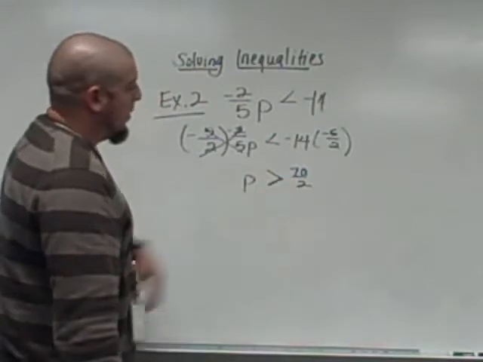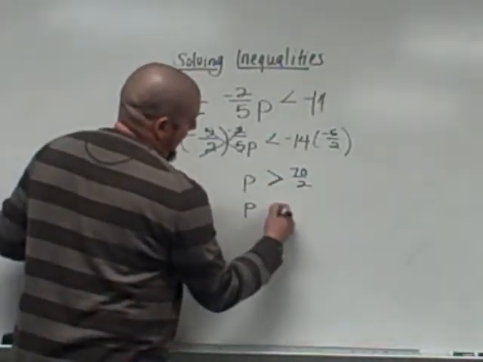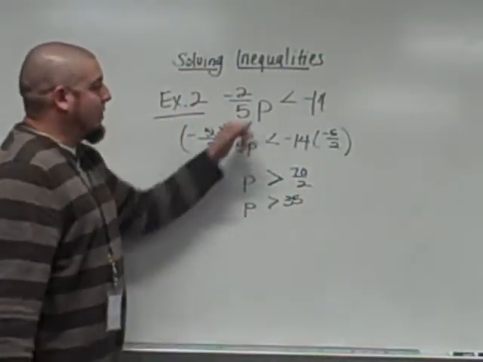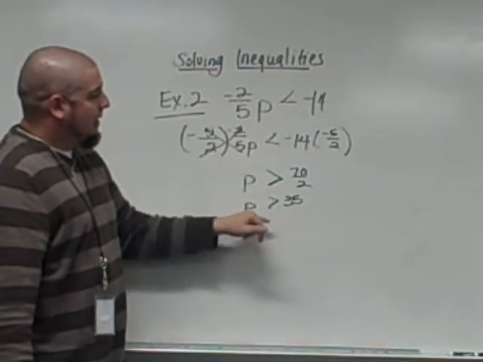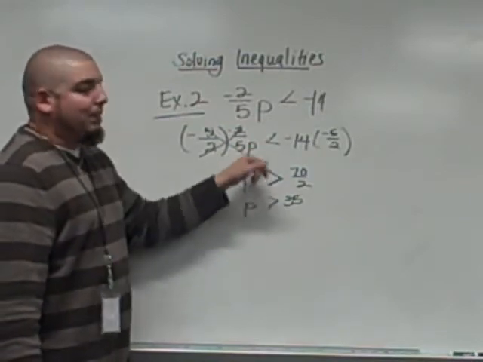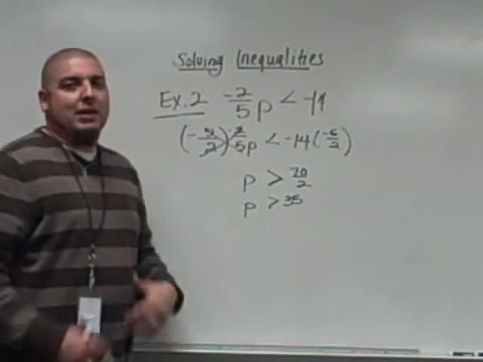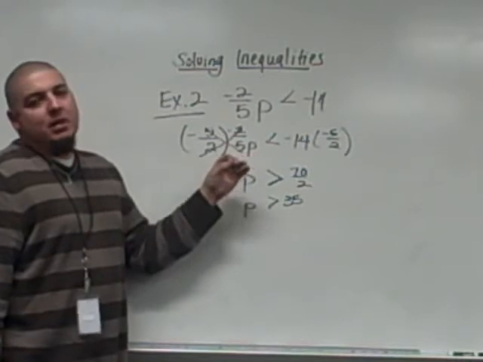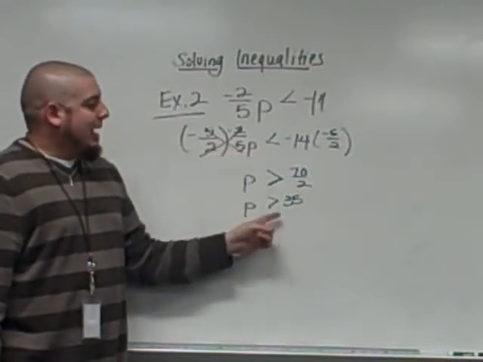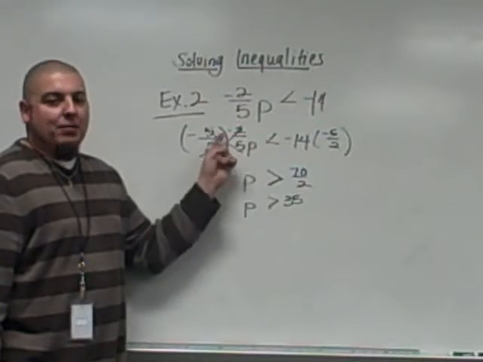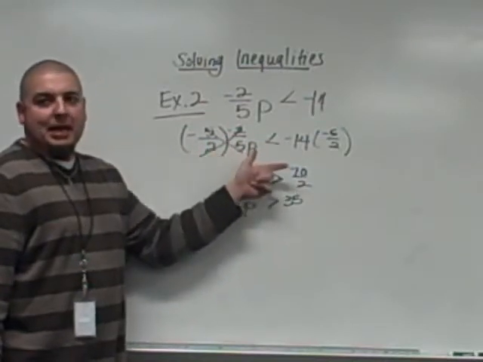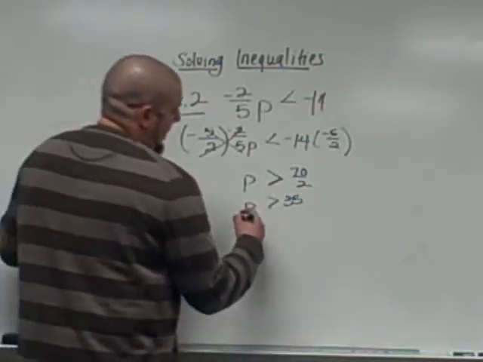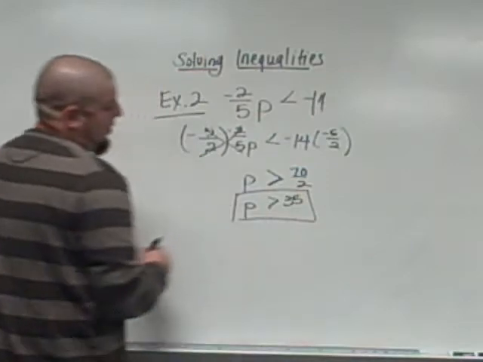Now, I'm not done with this problem yet because 70 divided by 2 is actually 35. So P now is greater than 35. Now remember, it started off with less than. But the reality is I need P to be greater than 35. We're going to do an activity tomorrow that explains this a little bit more. But the one rule change from solving equations to inequalities is that if you multiply or divide across by a negative, you have to flip your inequality sign. Okay, so I did that. So here's my solution. P is greater than 35.